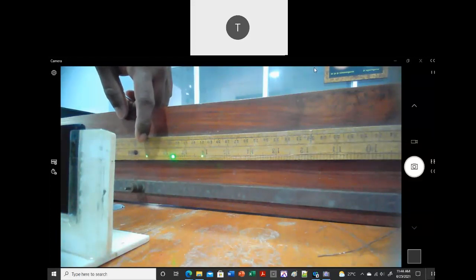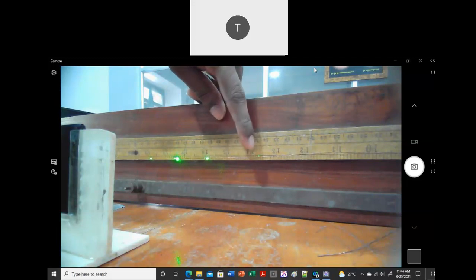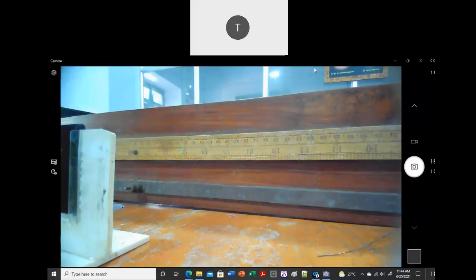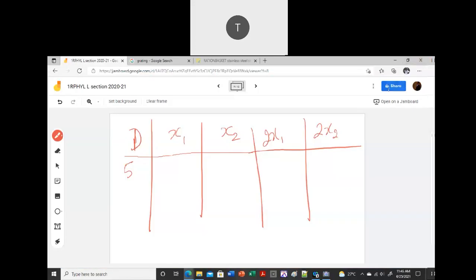In the same way I will try to find the value for this small spot, which is the second order. This small spot you may not even see, it's very small. I will write the value there, and then we'll do the calculation. So this is how you are going to take the readings.